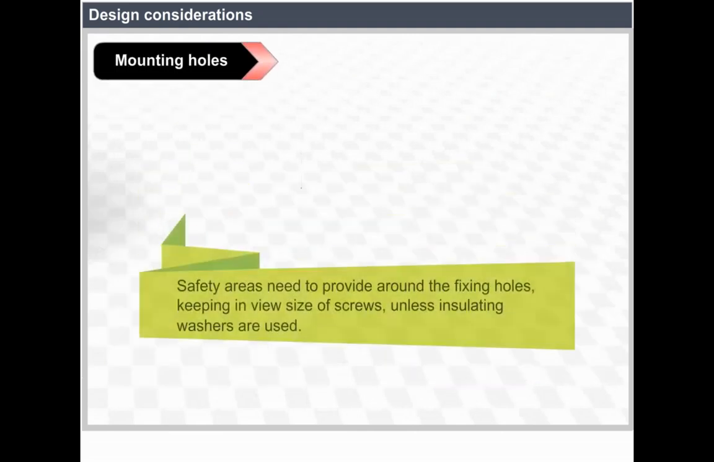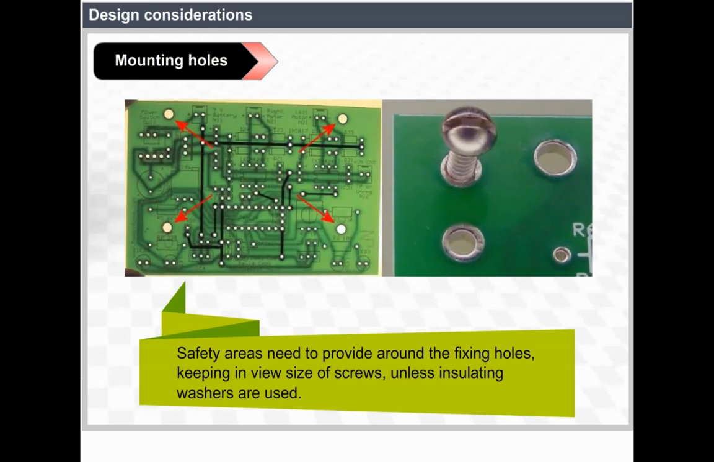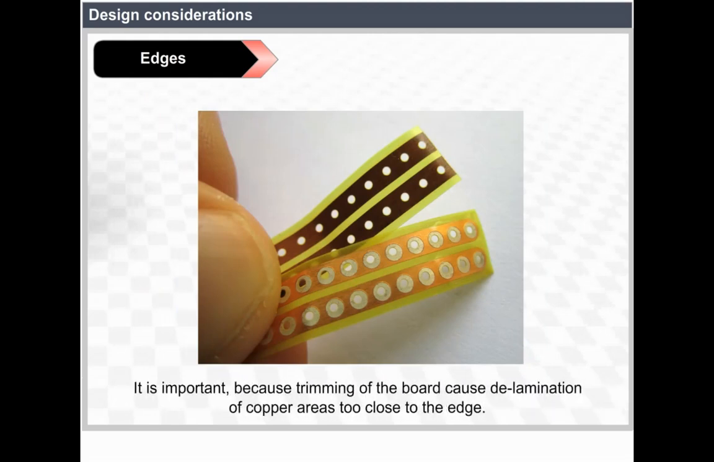Mounting holes. Safety areas are needed around the fixing holes, keeping in view the size of the screws, unless insulating washers are used. Edges. A 2 to 5 mm safety strip is provided for all edges. It is important because trimming of the boards causes delamination of copper areas too close to the edge.